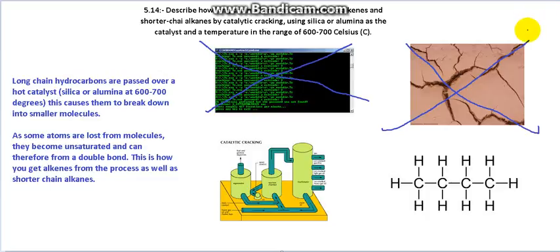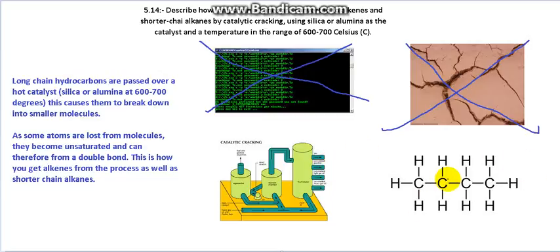Okay, now guys, we are on to specification point 5.14. Describe how long chain alkanes are converted to alkenes and shorter chain alkanes by catalytic cracking using silica or alumina as the catalyst, and a temperature in the range of 600 to 700 Celsius. Now, you might be asking, what is cracking exactly? We have two pictures here. I can tell you from now, none of them are cracking.